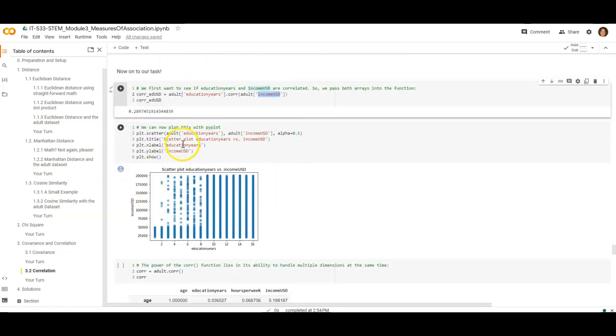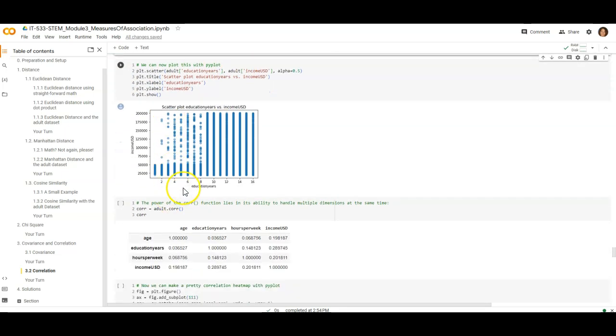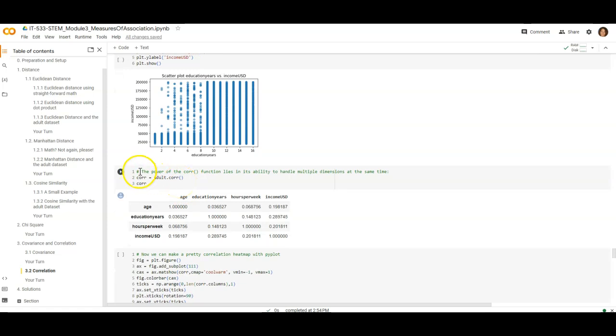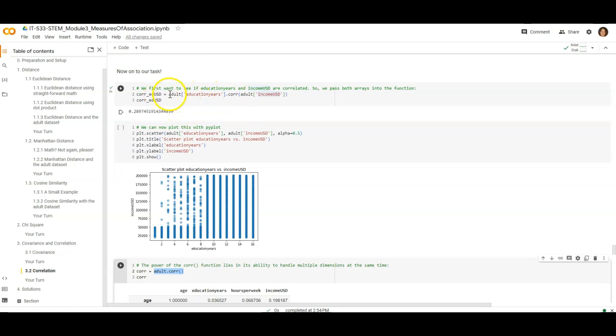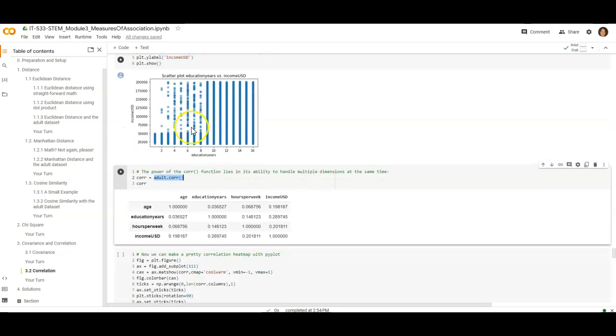We can also plot this with PyPlot and produce a scatter plot here. That's what you're seeing here. But the real power of the corr function, the correlation function, lies in its ability to handle multiple attributes or multiple dimensions at the same time. So if we just write adult.corr without correlating expressly to specific attributes, then it will produce a correlation table. That's what you're seeing here.